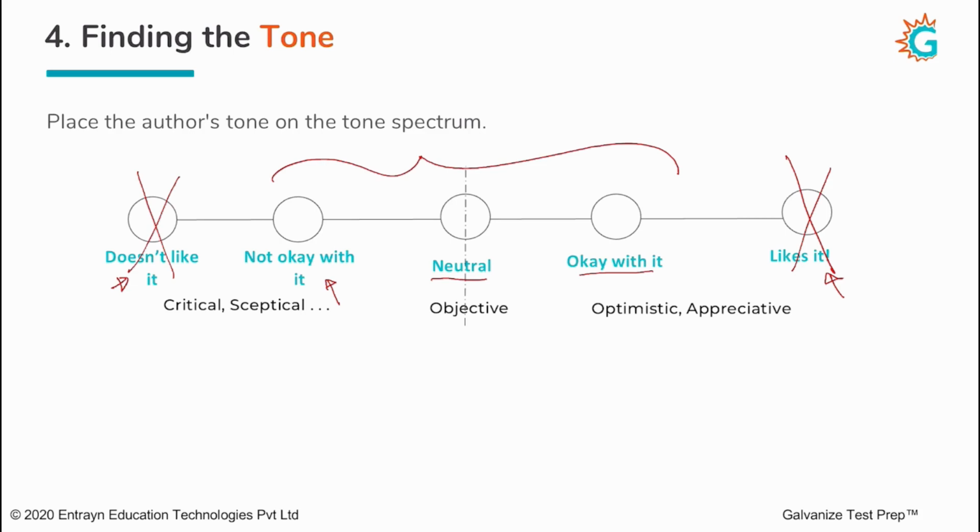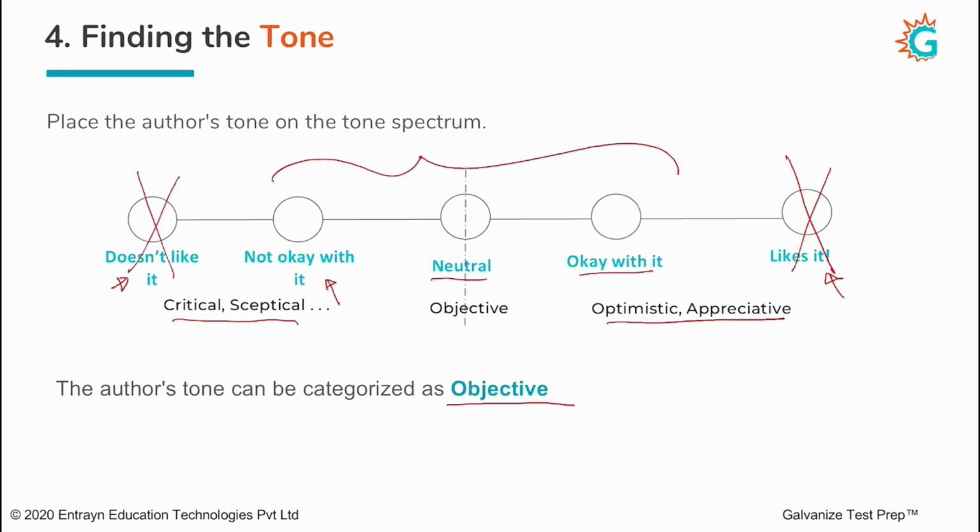Now, for the passage that we're talking about, the author's describing a problem faced by bats. Does she have any preference on the topic discussed? No, there's no preference, nothing optimistic or appreciative. Does she dislike the topic, critical or skeptical of anything? No. And since we haven't come across any indicator words that reveal the author's opinion that can be placed on either side of the opinion spectrum, we can safely assume that the author's tone is objective. So the author is taking a very neutral stance, just describing the problem, and therefore the author's tone here is objective.